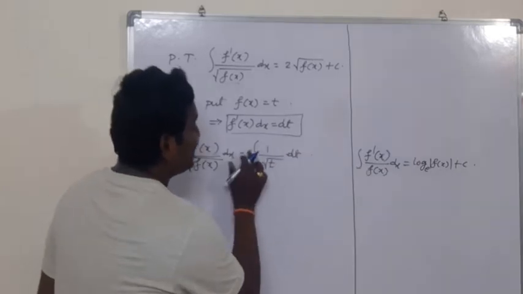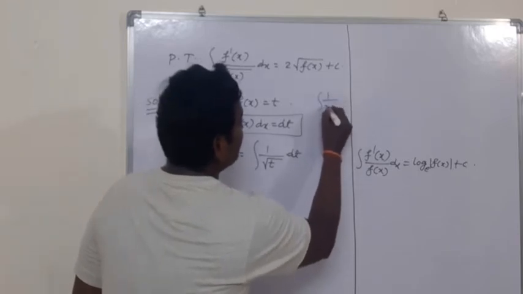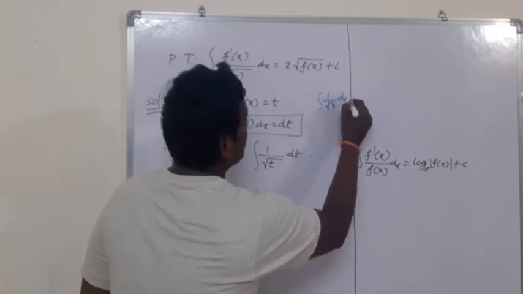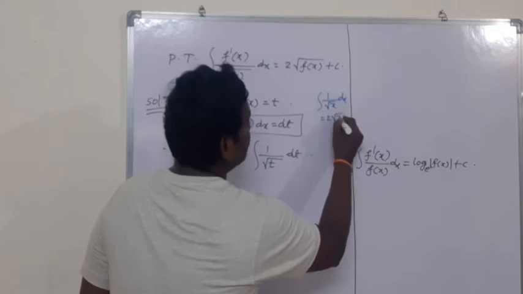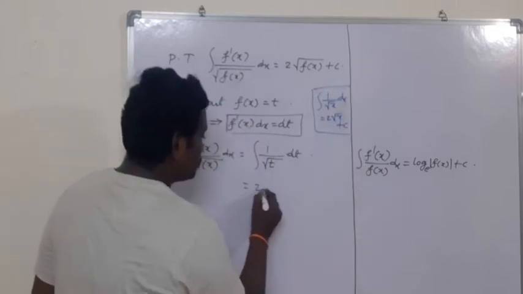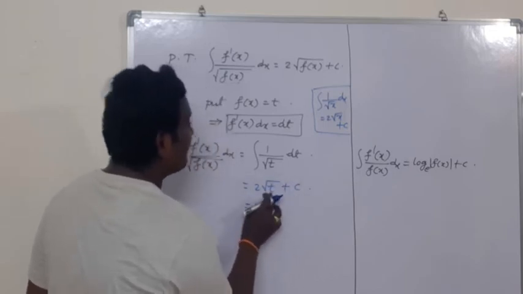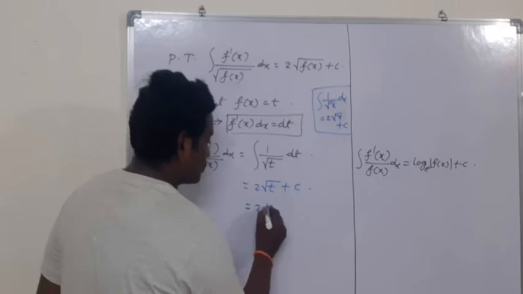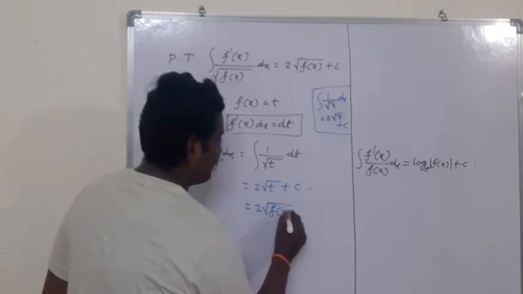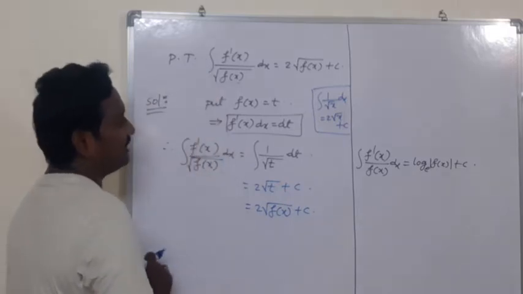Clearly integration 1 by root t dt is in the form of integration 1 by root x dx, which is 2 root x plus c. According to this formula this becomes 2 root t plus c. Replace the value of t by f of x. So 2 root f of x plus c. This is the result of the given integration.